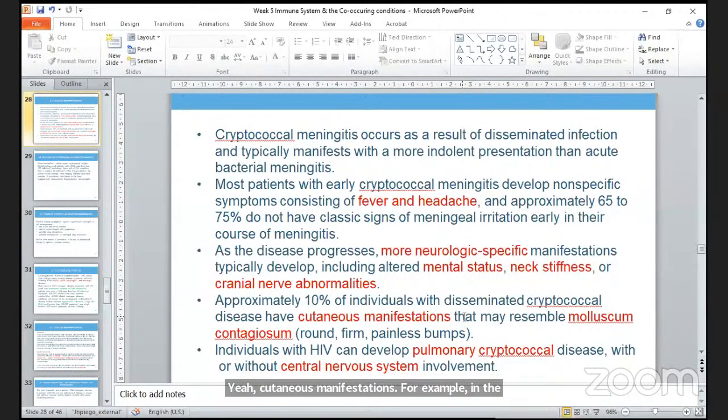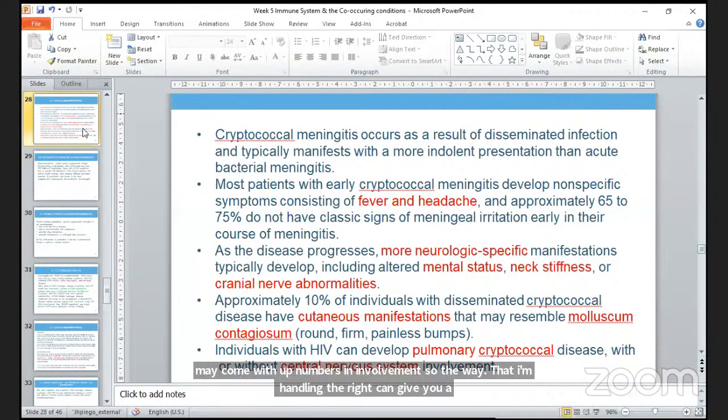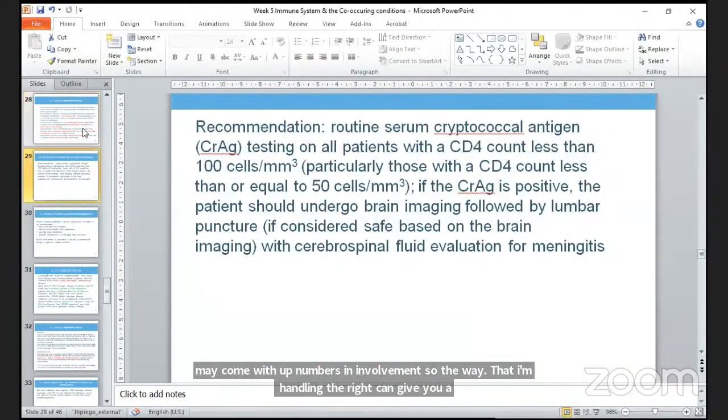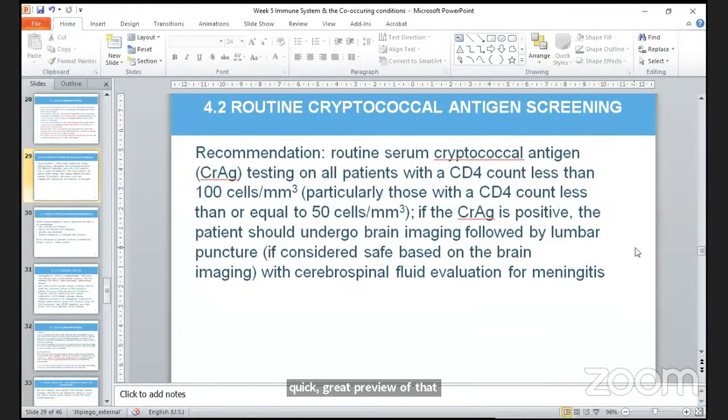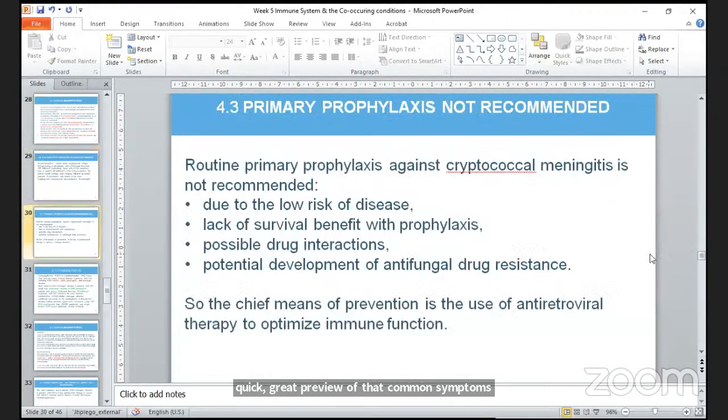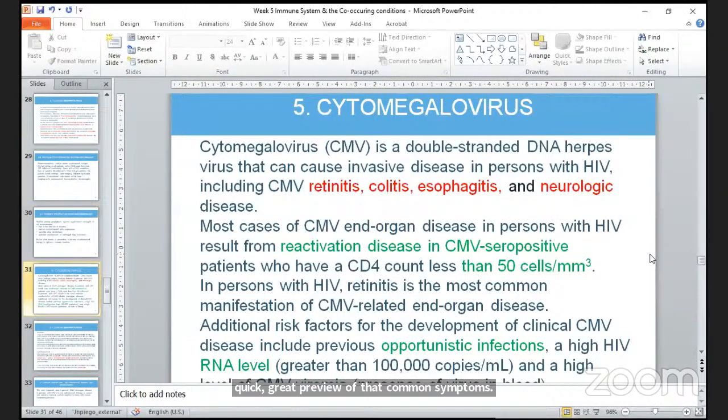So number one, we have molluscum contagiosum. These are round, firm, painless bumps on the skin. Then we have pulmonary cryptococcal disease, which of course may come without nervous involvement. So the areas I've highlighted in red can give you a quick preview of the common symptoms. Cleaning, I'll pass that. Prophylaxis, I'll pass that.